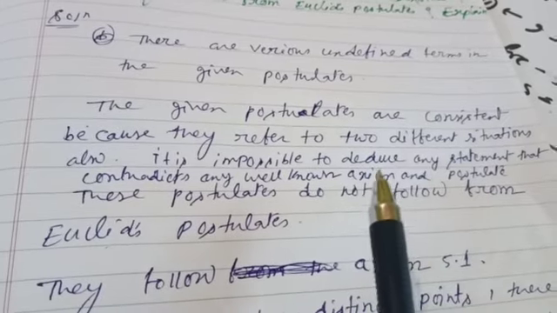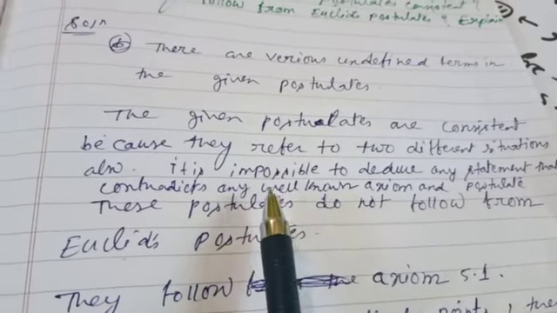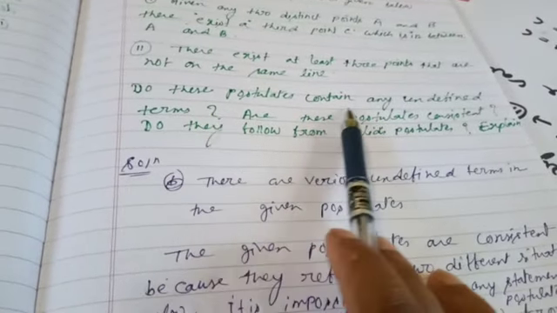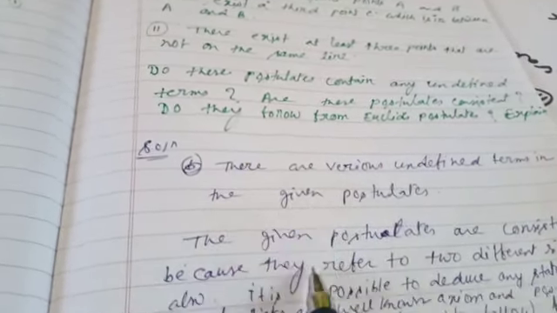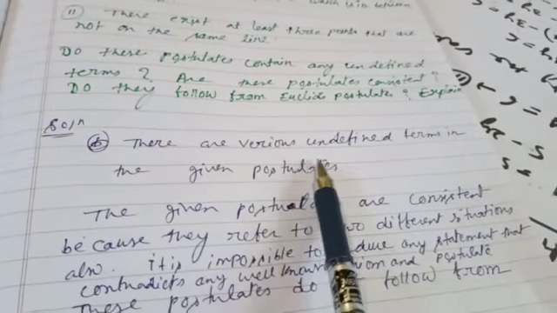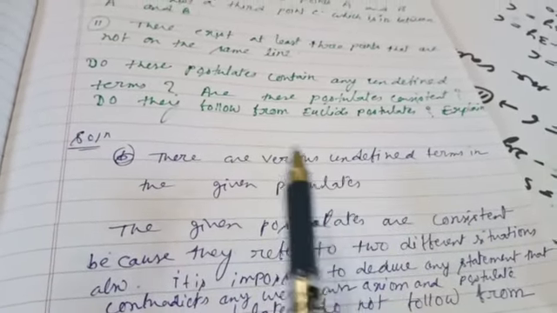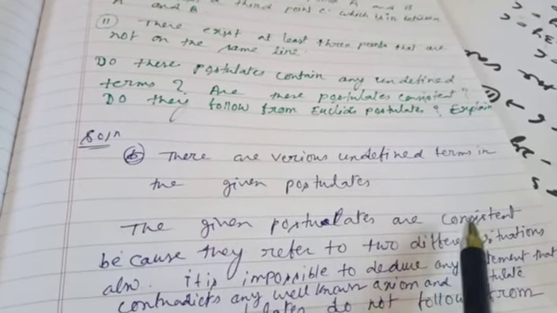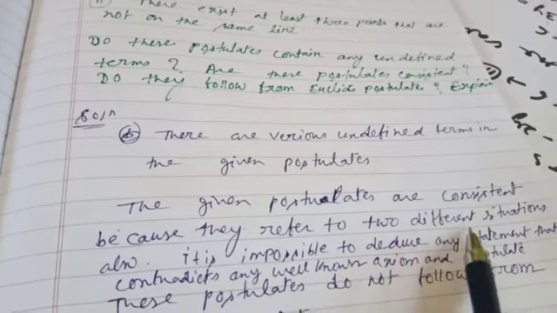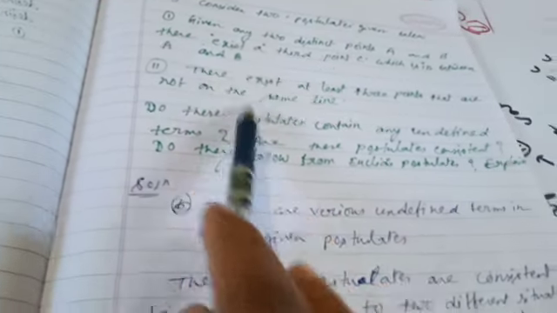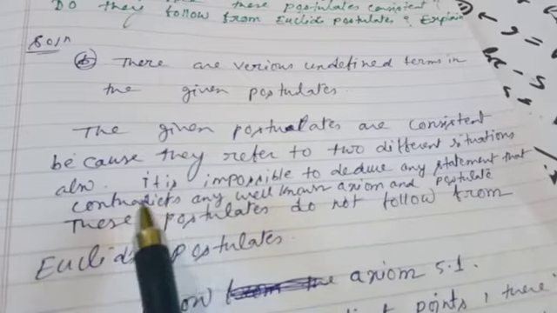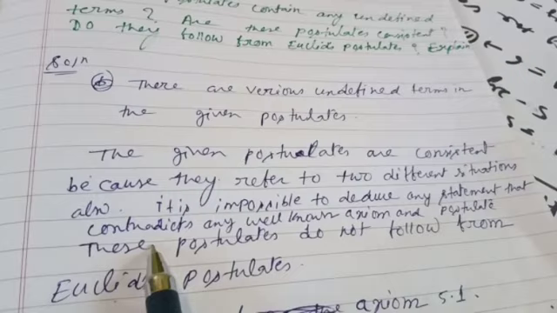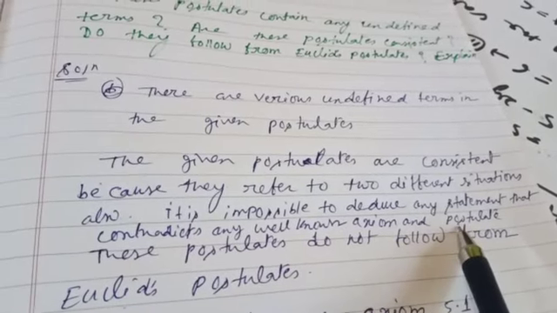Understood? So try to understand this clearly. First they asked, do these postulates contain any undefined terms? We said yes. There are various undefined terms in the given postulates. Then they asked, are these postulates consistent? The given postulates are consistent. Why? Because they refer to different situations. Also, it is impossible to deduce any statement that contradicts any well-known axiom and postulates.